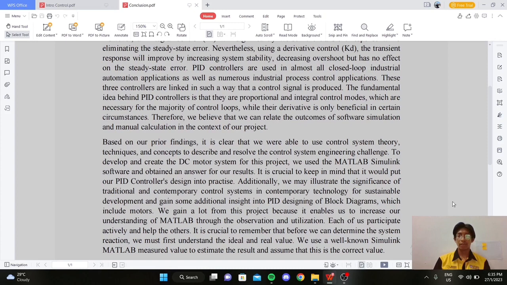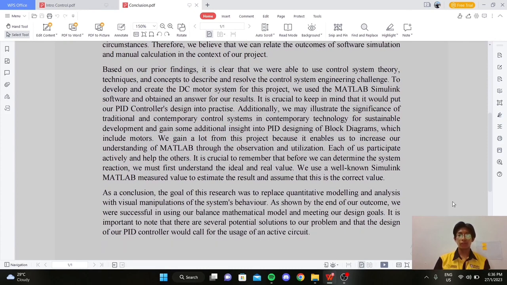Each of us participated actively and helped the others. As a conclusion, the goal of this research was to replace quantitative modeling and analysis with visual manipulations of the system behavior. As shown by the end of our outcome, we were successful in using our balanced mathematical model and meeting our design goals. It is important to note that there are several potential solutions to our problem and that the design of our PID controller would call for the usage of an active circuit.